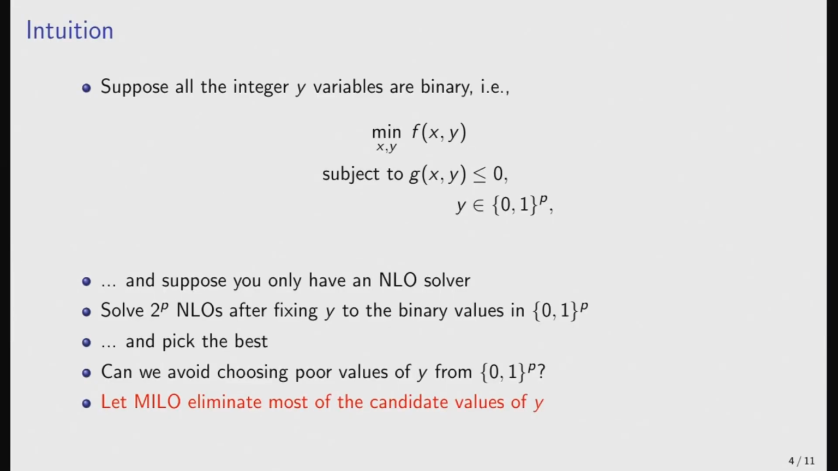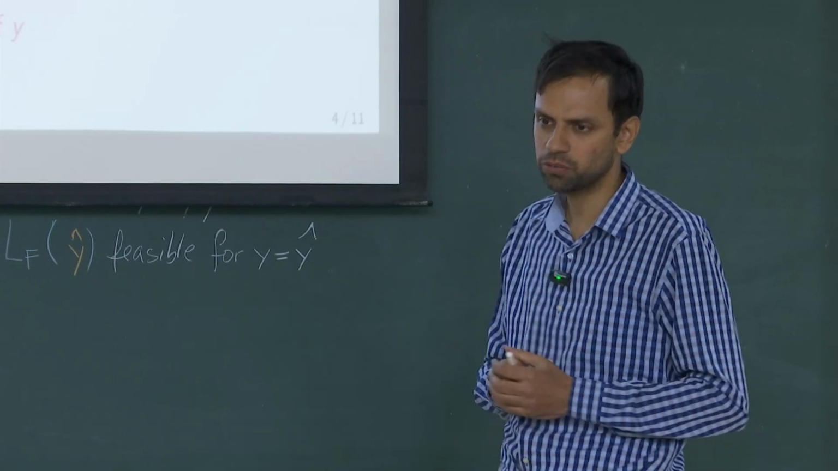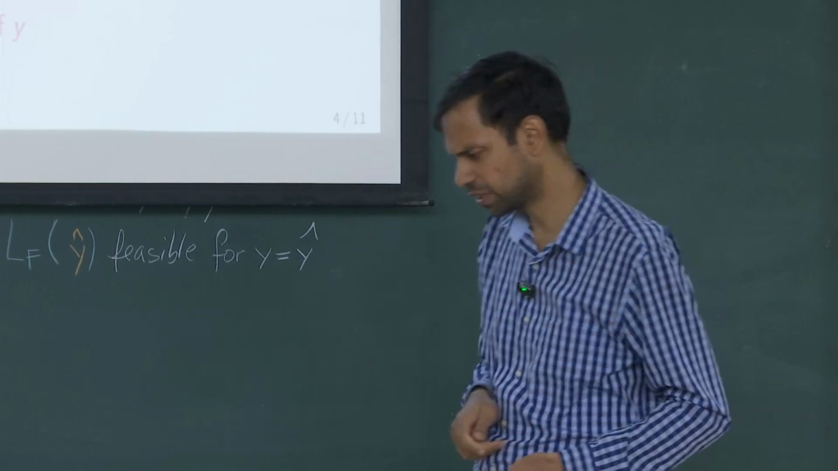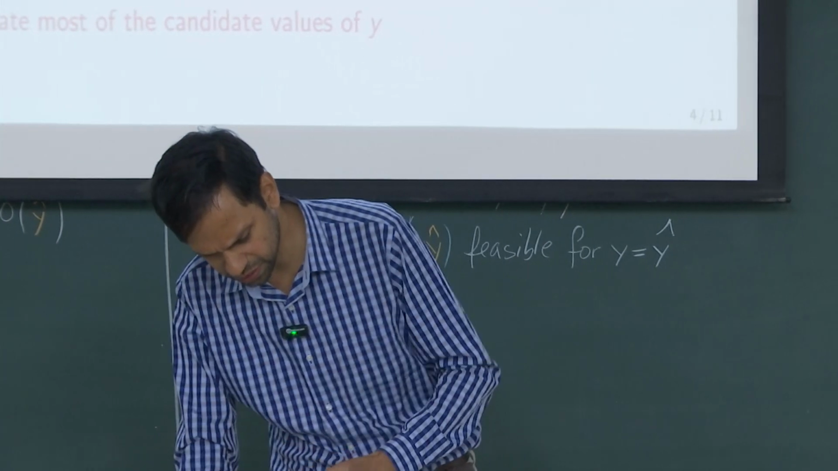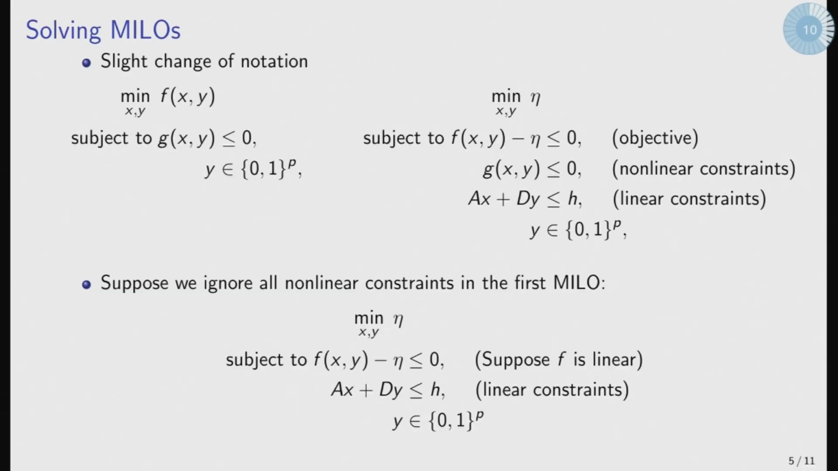So instead of trying all possible values, we will ask a MILO solver to tell us what are good values of y to choose. Okay, and remember, this is a good idea because I told you that most of the constraints in these problems tend to be linear. Okay, so a MILO solver can look at those linear constraints and eliminate a lot of useless y's. Okay, so here is how we can start.